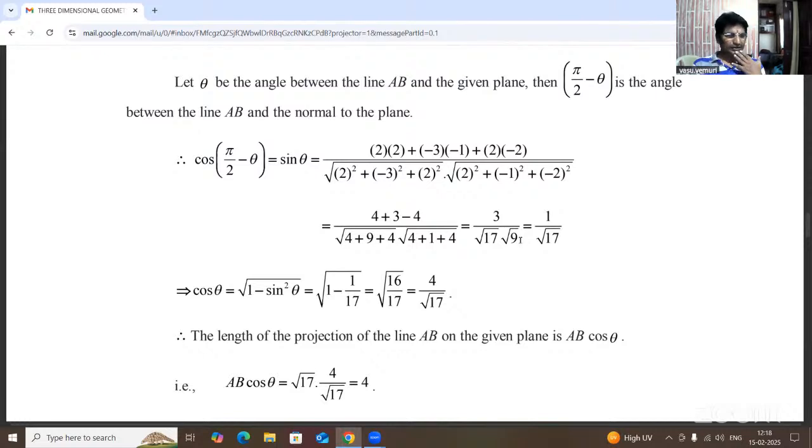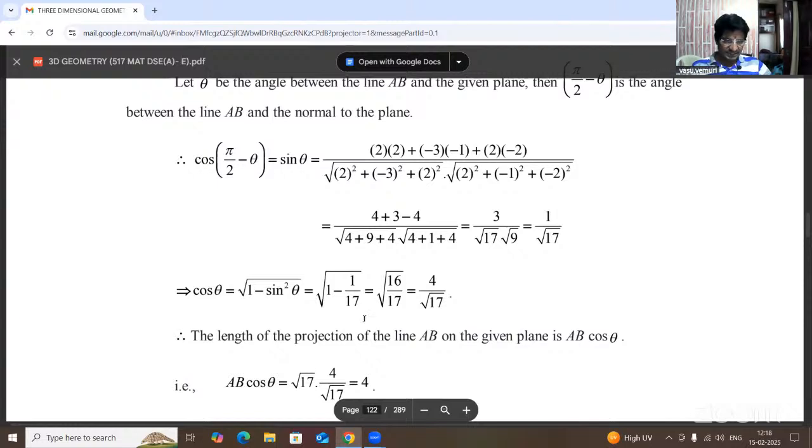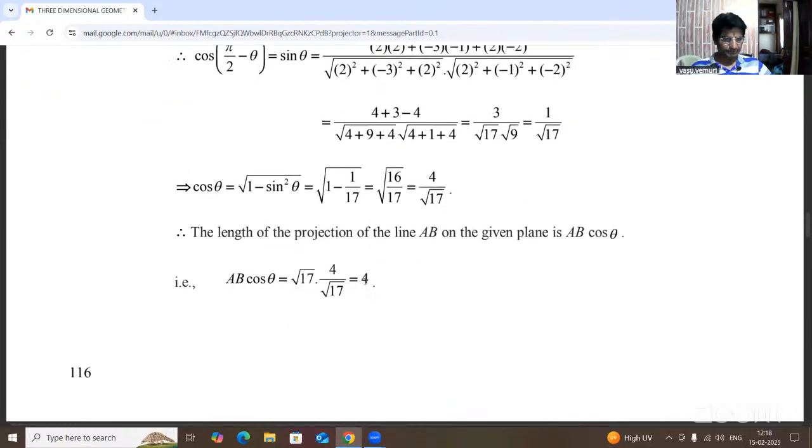So already we are getting the value of sin theta. Suppose we have to find the value of cos theta, that is the square root of 1 minus sin squared theta, that is 1 minus 1 by root 17 whole squared. Squaring cancels the root. After simplification, we are getting 16 by 17. Root 16 means 4 by root 17. This is the simplest expression.